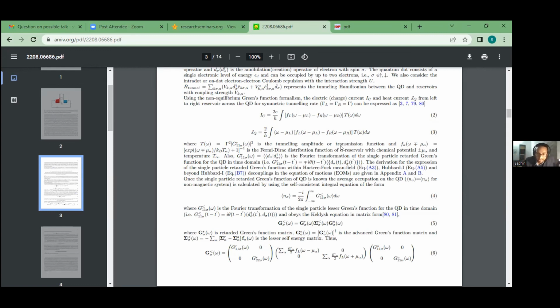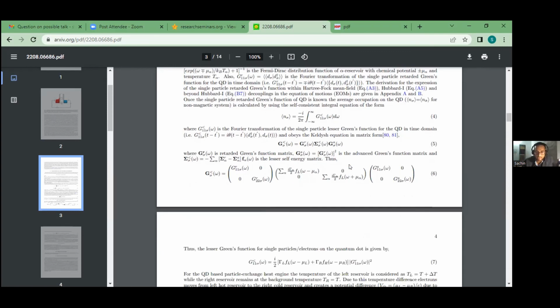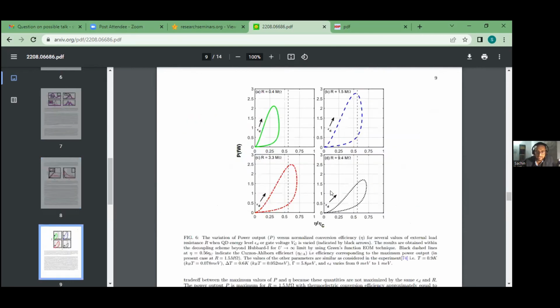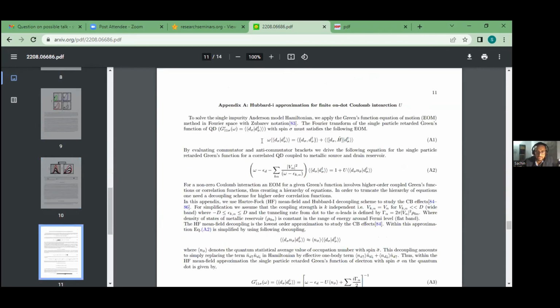So we have calculated the Green function. This Green function satisfies an equation which is known as the equation of motion. Let me show you that equation. In the appendix, I've written that equation. This is the equation. Can you see that equation? Actually, this equation was a part of the question.